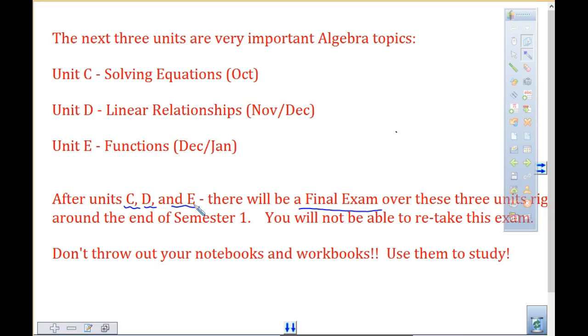And the key thing is I don't want you to throw out any of these notebooks or workbooks for C, D, and E. With A and B units, sometimes when you get B back, you can put it in the recycling. We're not coming back to it really this year. It will be part of that assessment. But Unit C, D, and E you want to keep, because you will have a final exam on these.